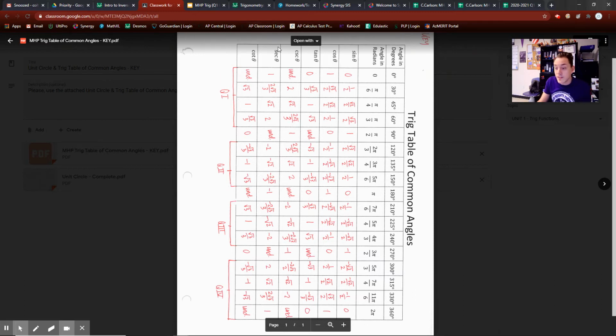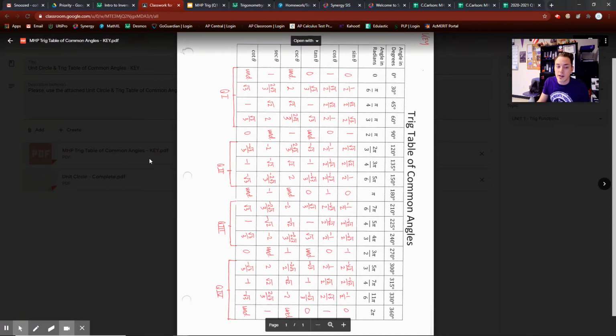You can print this off as well if you would like. But what this does is it doesn't just give you sine and cosine, it gives you tangent, cosecant, secant, cotangent. So what's the difference between this and the unit circle? This gives you tangent, cosecant, secant, cotangent.